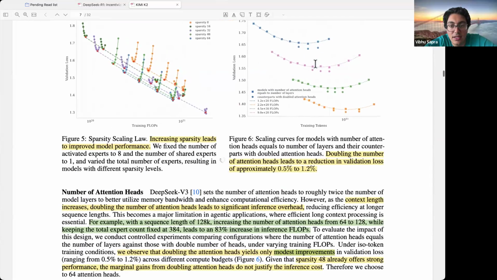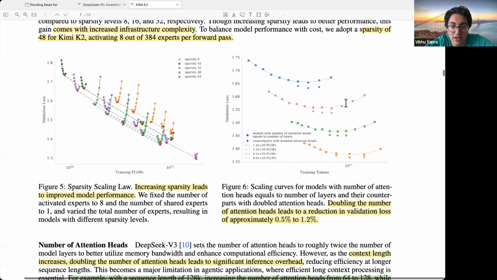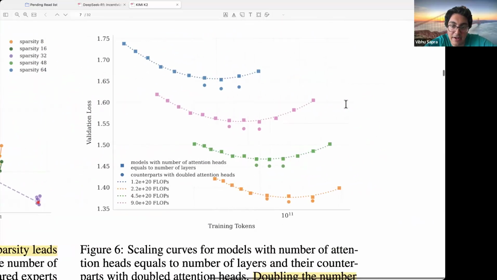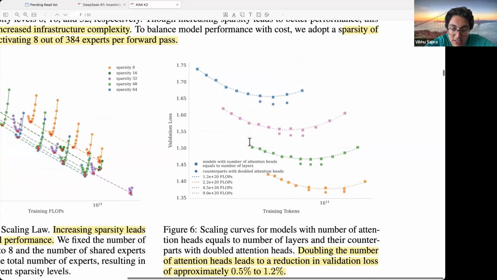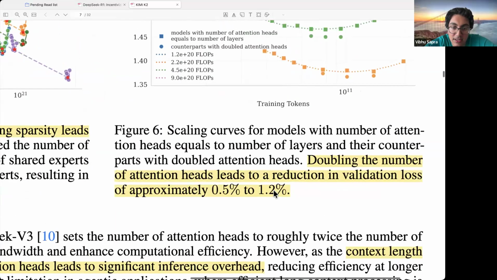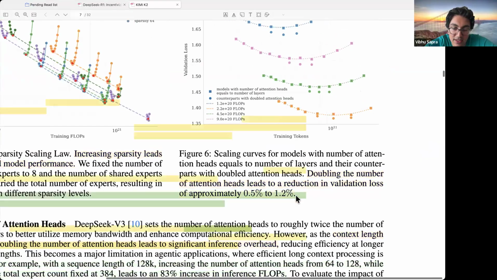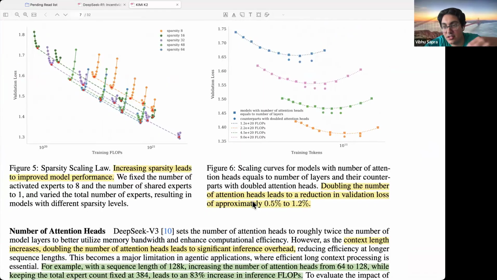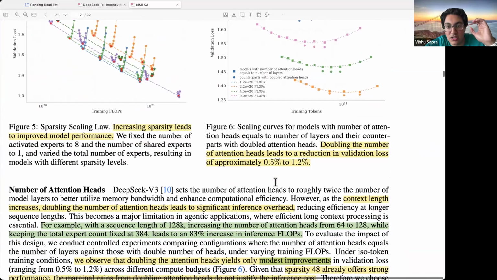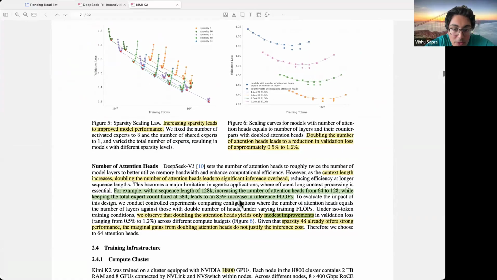Two things. So one, the attention head is not necessarily better to cut, they did it for training stability. The dots here are lower loss, but double the attention heads. So more attention heads actually helps performance. It's just not much. They say doubling the number of attention heads led to a reduction in validation loss of 0.5 to 1.2%. So it's still better, it's not worse to have more attention heads. It's just a lot more complexity.